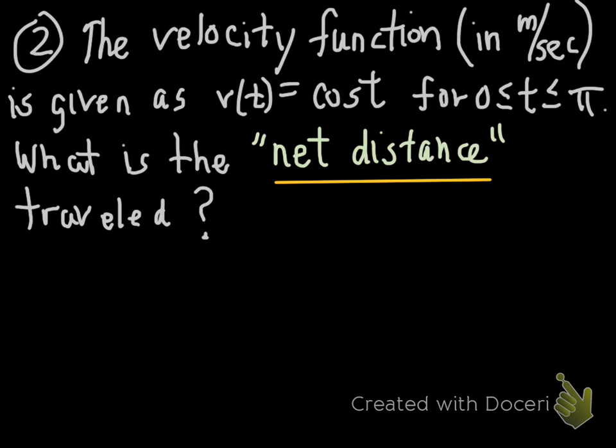Well, in order to do this, I am going to again use my calculator to evaluate the integral from 0 to pi of cosine t dt. I've got my calculator out in radian mode. I put in a window, so my x min and max is going from 0 to pi. My y min and max is going from -1 to 1. And I graph this and evaluate the integral from 0 to pi.